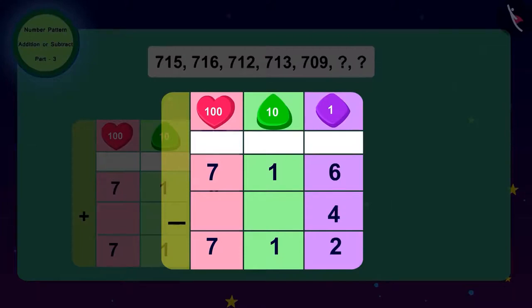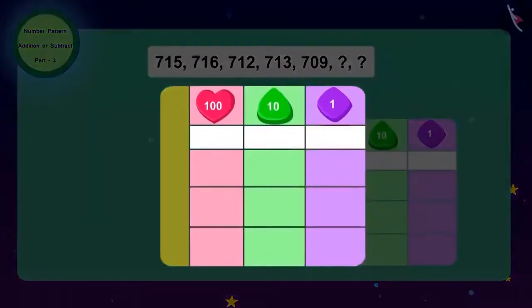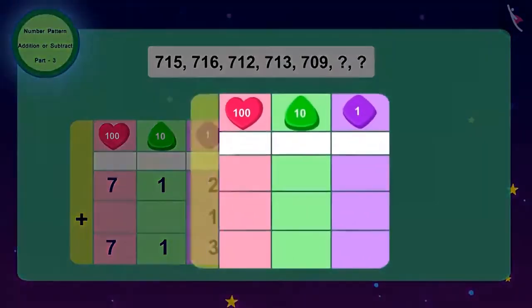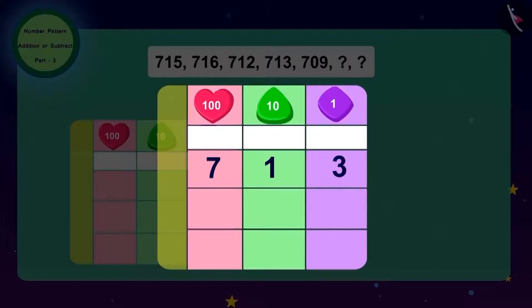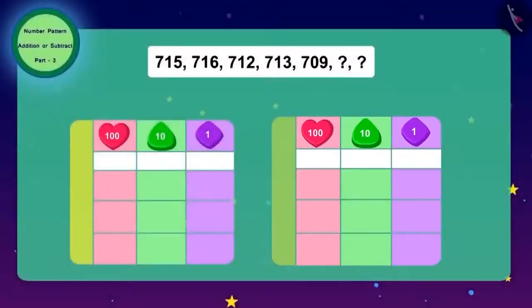Absolutely correct. Now let's look at the numbers after this. What do we have to do to get 713 from 712? We need to add 1. And what do we have to do to go from 713 to 709? We will have to subtract 4. Likewise, to get the pattern of this code, we will have to first add 1 and then, to get the next number, subtract 4. And this has to be repeated.